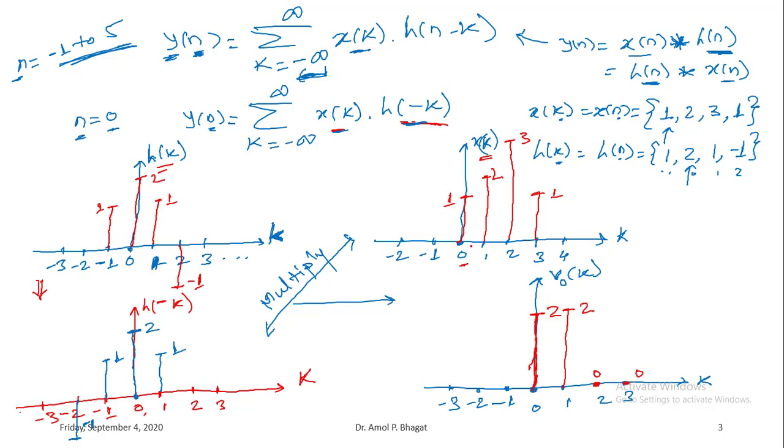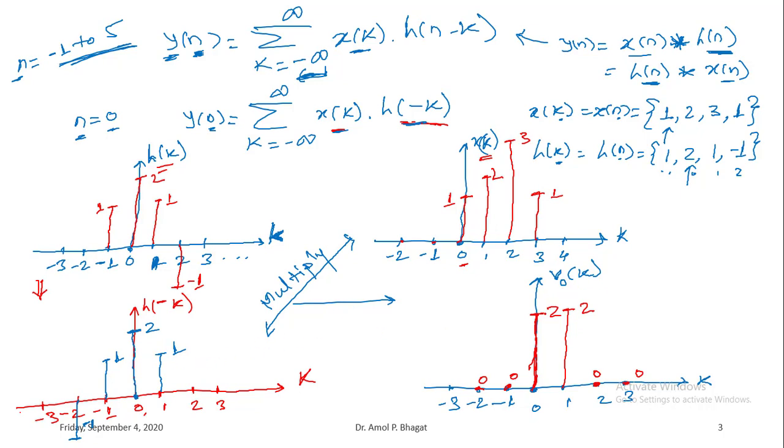Similarly on negative side, so at -1 0 is there, right? So at -1 it is 1, so again 1 multiplied by 0 will be 0, right? So 0. At -2 it is -1, at -2 no value means 0, right? So again it will be 0. Okay, so only these two non-zero samples will be there in multiplication result when you are multiplying x of k and h of minus k.